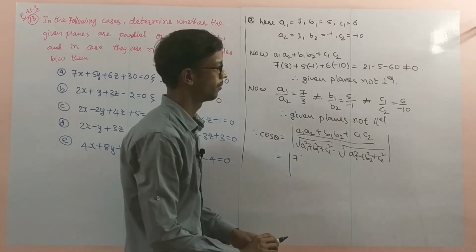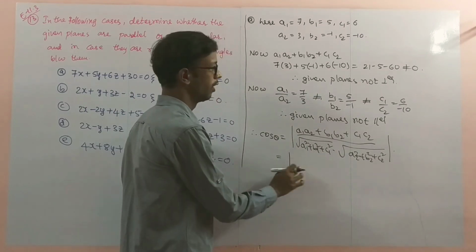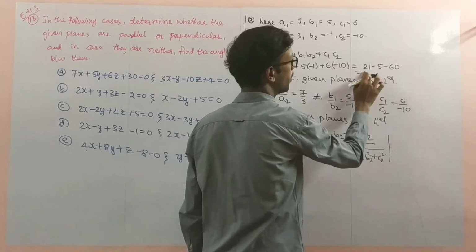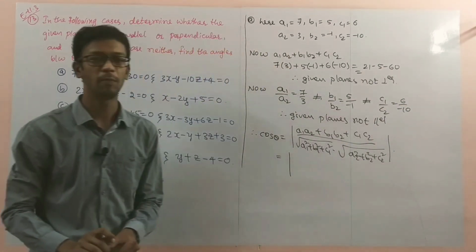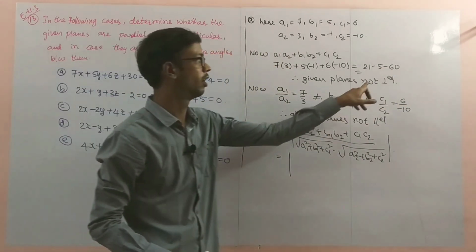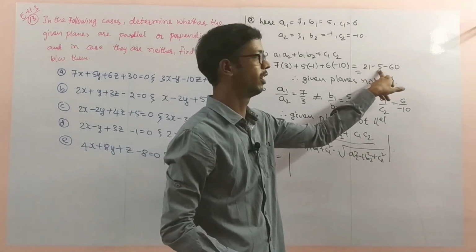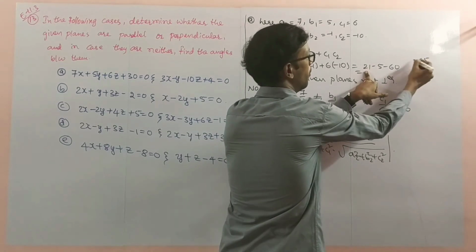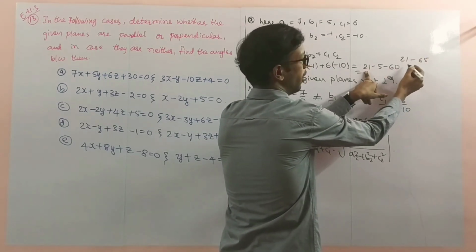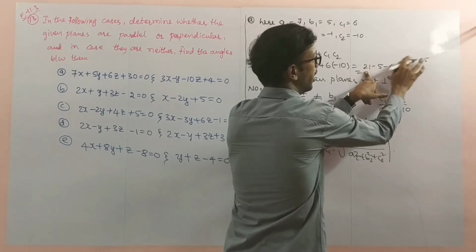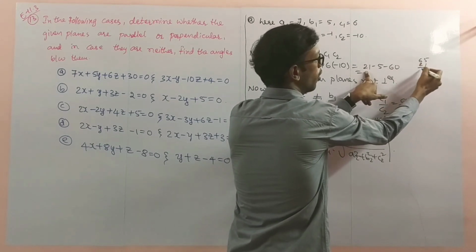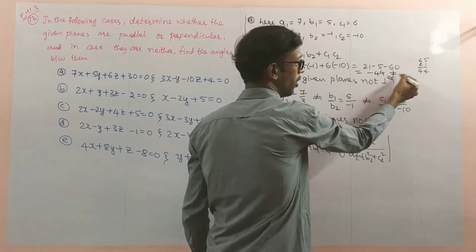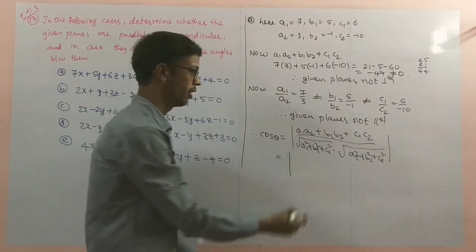7 into 3, this value I will find here only. 21 minus 5, 21 minus 65. How much will you get? If we make the subtraction, 21 minus 65, you will get minus 44. So minus 44 is not equal to 0.